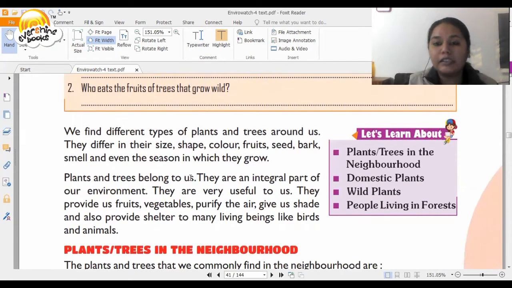Plants and trees belong to us. They are a part of nature and they are an integral part of our environment. They are very useful to us. They provide us fruits, vegetables, purify the air, they give us shade and provide shelter to many living beings like birds and animals.